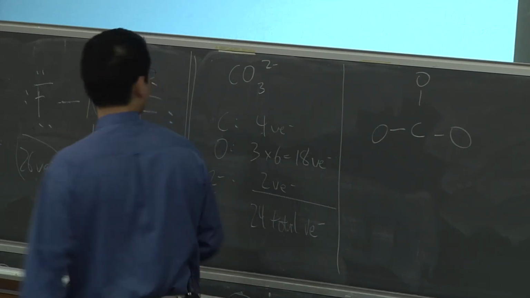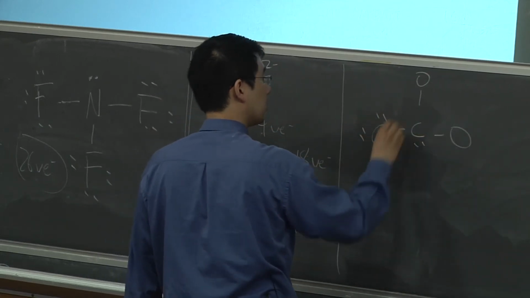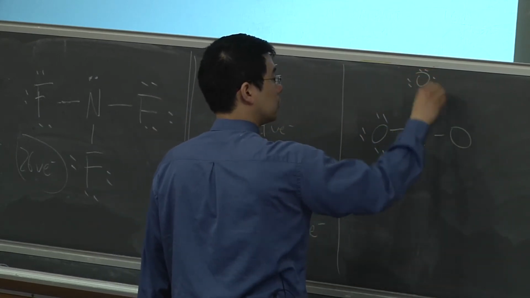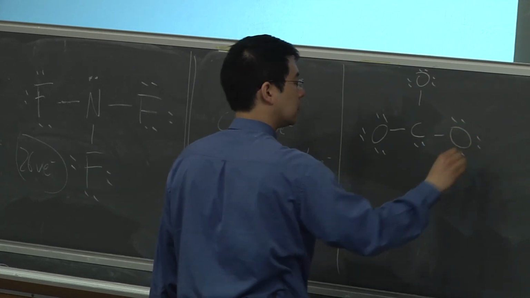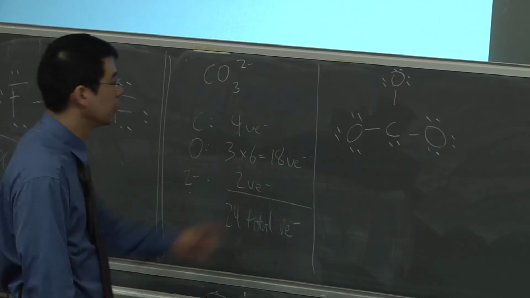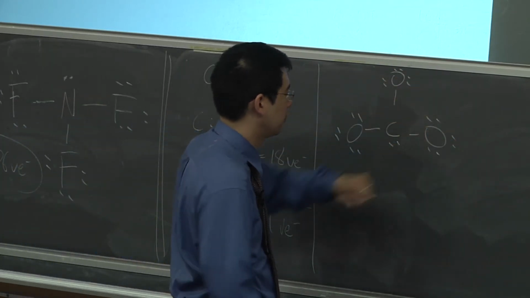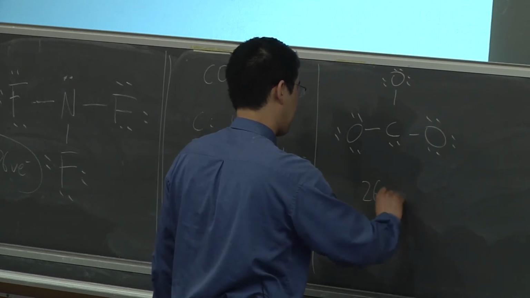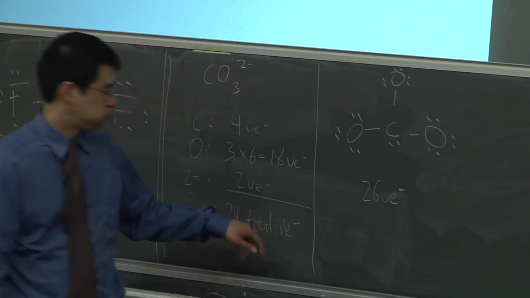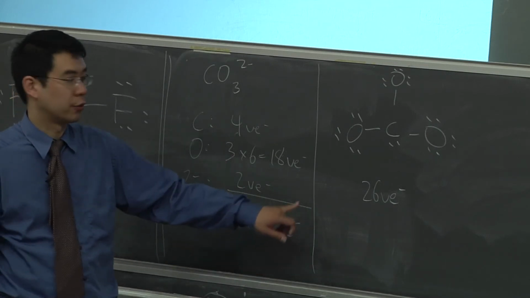I'm just going to fill it in the same way and then count. And I bet you I'm going to get 26, just like I got here. 2, 4, 6, 8, 10, 12, 14, 16, 18, 20, 22, 24, 26. 24 is what I calculated. 26 is what I got.